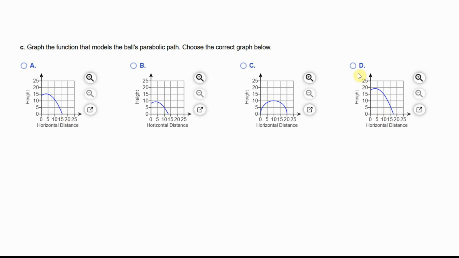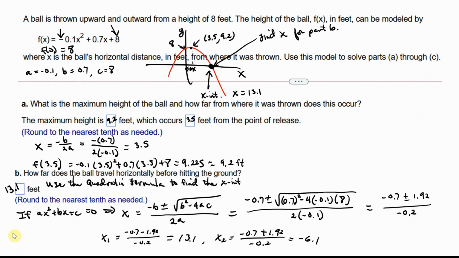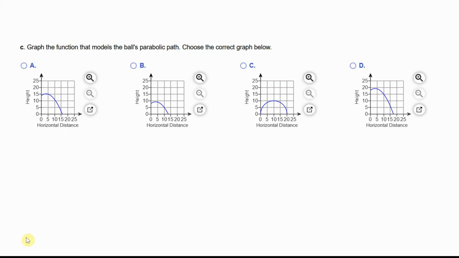Now D looks to be okay over here on the x-axis, but it started at y equal to 8. You remember it said that? The initial ball is thrown on the y-axis at y equal to 8. It looks like it's that. And then we just found from the quadratic formula that x equal to 13. It's that. Okay? Does that make sense? Yes, sir.